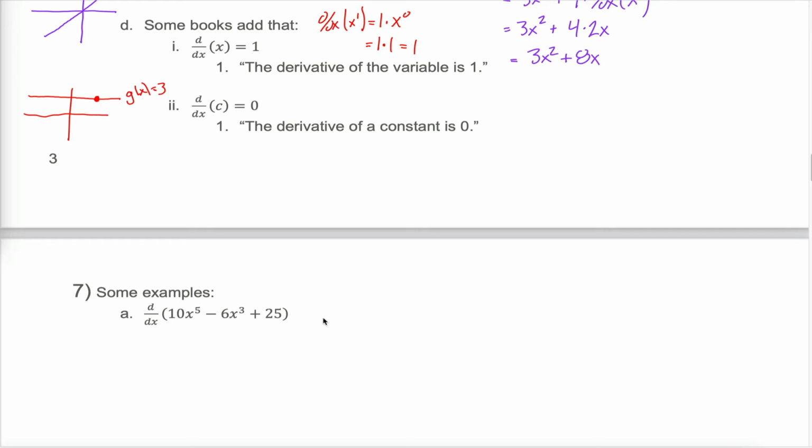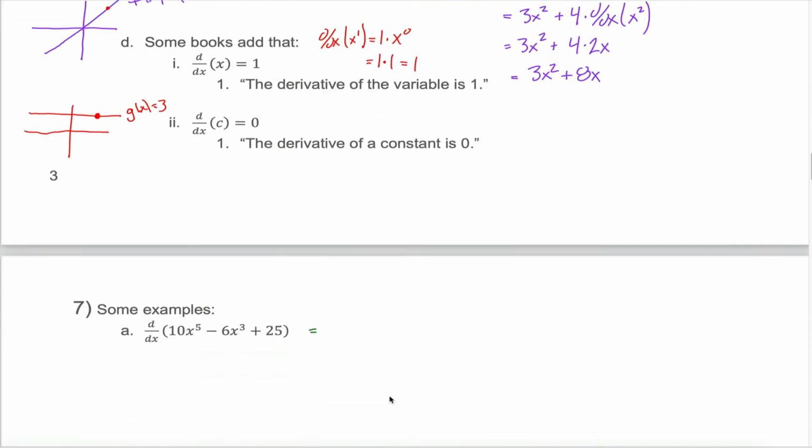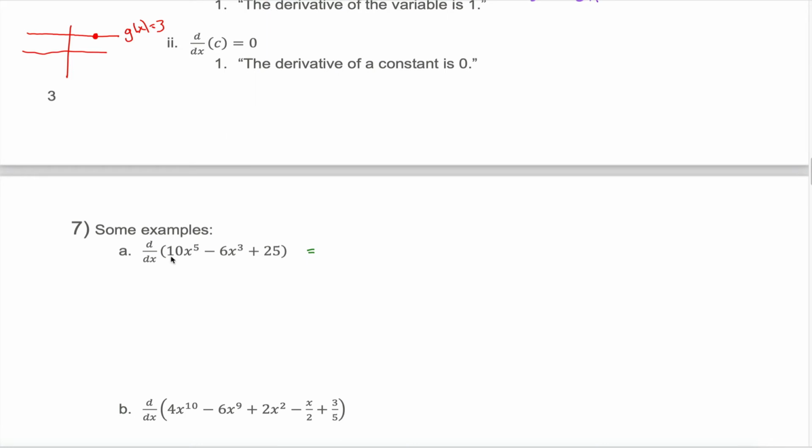So if I were trying to write this up in as much detail as possible, what I would first do is use the third rule that we learned, this sum rule, that says if you're taking the derivative of a sum of 3 different things, which is what we have here, 10x to the 5th plus negative 6x cubed plus 25, all you have to do is take the derivative of each of those things individually. Take this one hard problem and break it up into 3 easier problems. Then work on each of those problems individually.